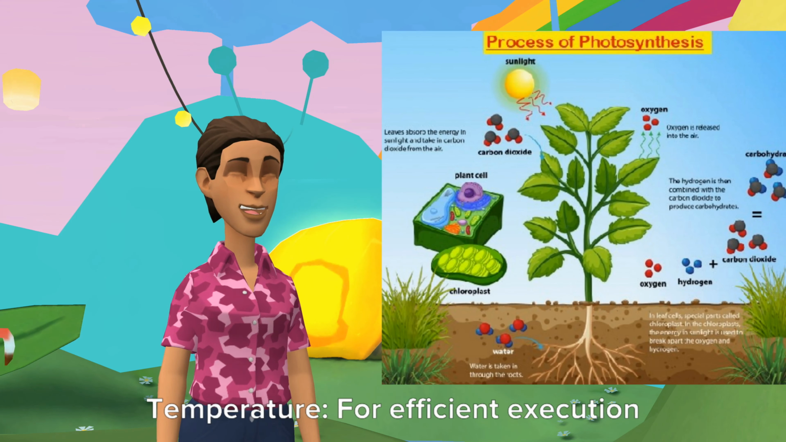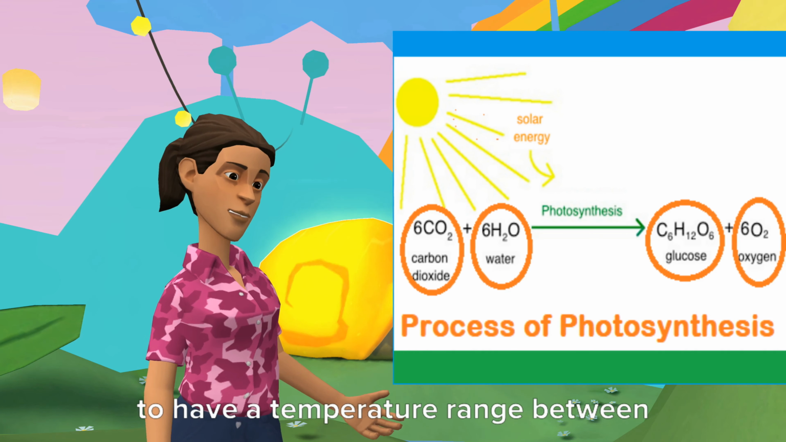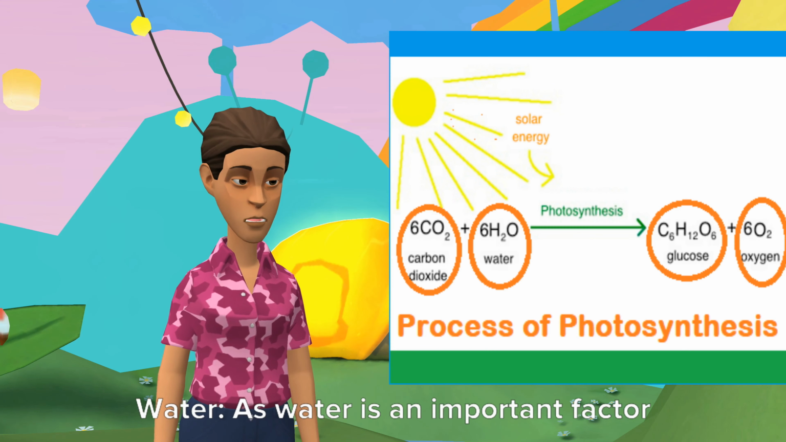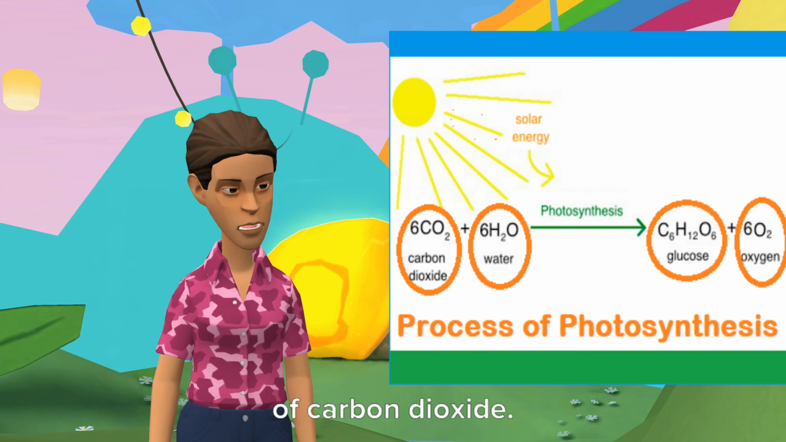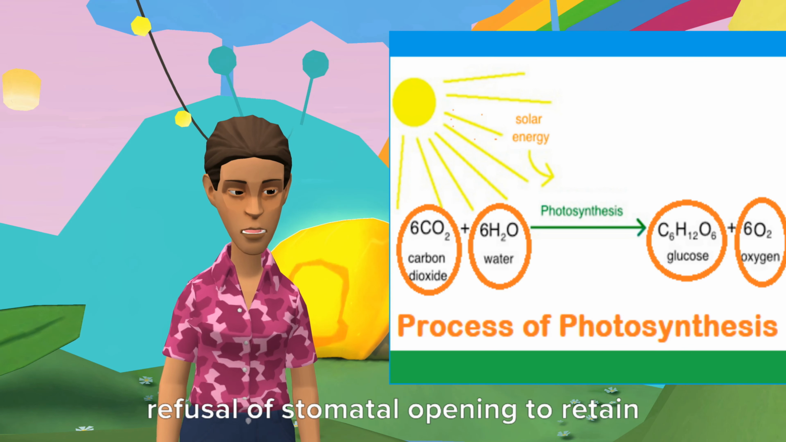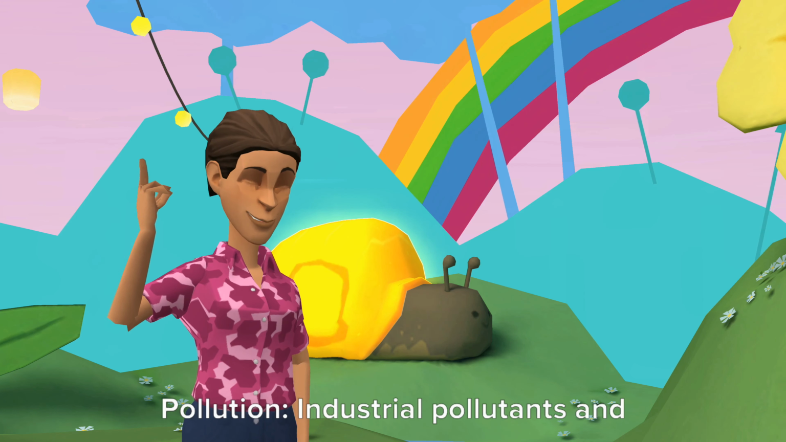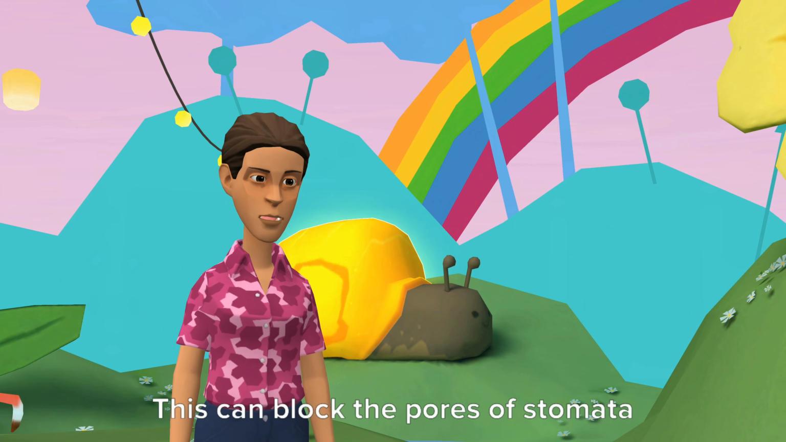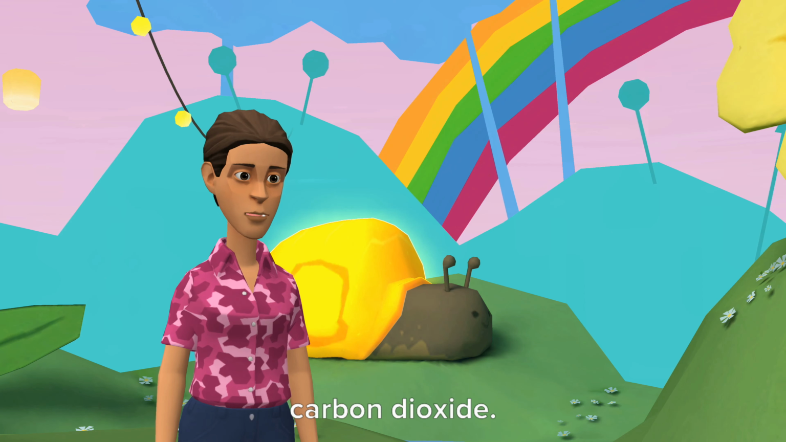Temperature. For efficient execution of photosynthesis, it is important to have a temperature range between 25 degrees to 35 degrees C. Water. As water is an important factor in photosynthesis, its deficiency can lead to problems in the intake of carbon dioxide. The scarcity of water leads to the refusal of stomatal opening to retain the amount of water they have stored inside. Pollution. Industrial pollutants and other particulates may settle on the leaf surface. This can block the pores of stomata, which makes it difficult to take in carbon dioxide.